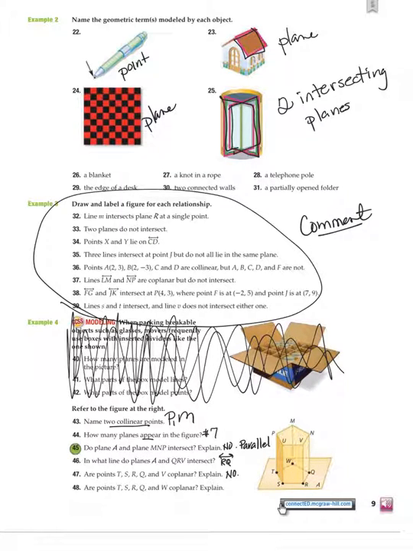And let's see, are points T, S, R, Q, and W coplanar? Are they on the same flat surface? Yes. They're on the bottom. They're in plane R. Or it's plane A, isn't it? They're in plane A. They're on the same flat surface, so they are coplanar.